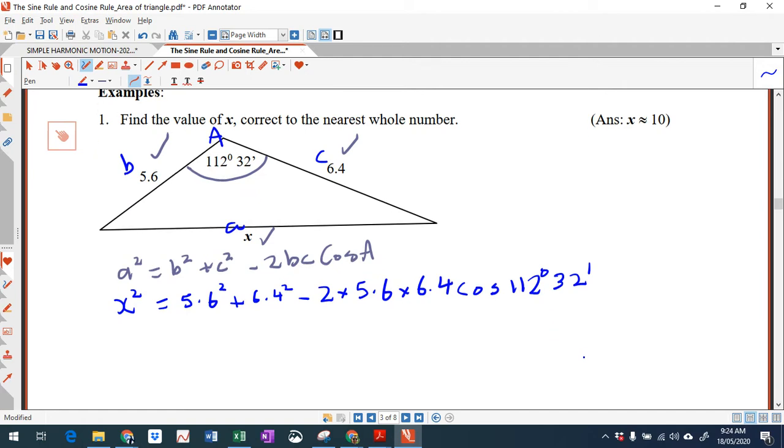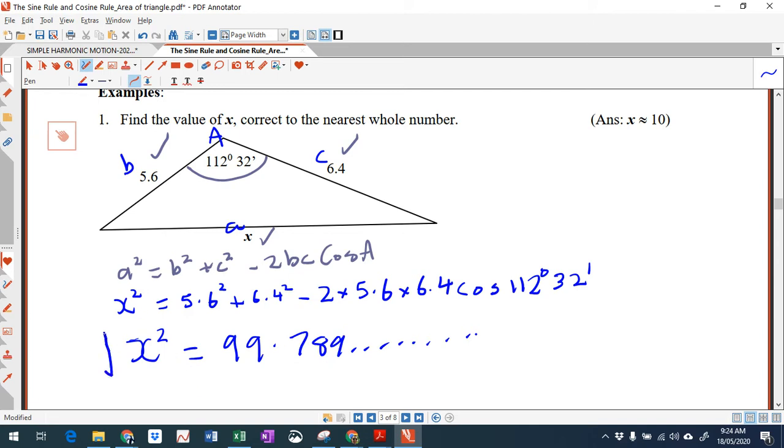Now let's put all of that into the calculator. So you're going to get 5.6 squared plus 6.4 squared minus 2 times 5.6 times 6.4 cosine 112 degrees, 32 minutes, equals. So you're going to get 99.78 and a whole lot of decimal places. Now we're actually going to leave that whole expression on the calculator, so I'm not going to write it all down. So 99.789, dot, dot, dot for all the other decimal places.